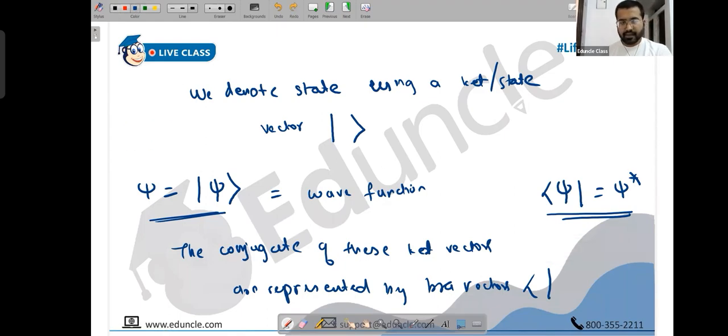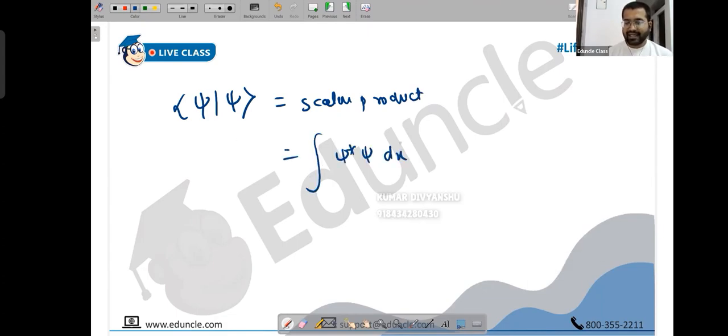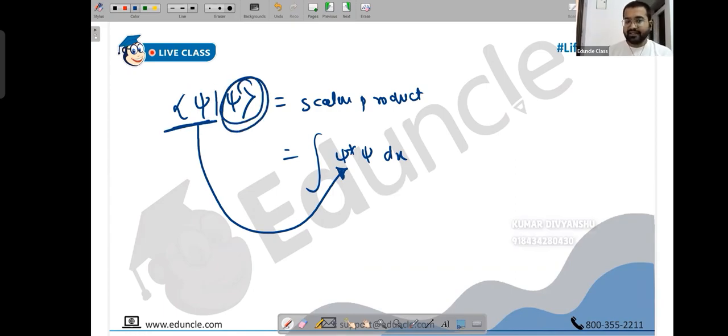Proceed ahead. So basically, when you write psi, it is equivalent to a scalar product. So how do you find a scalar product? Integration of psi star, psi dx. I hope you realize it's one and the same thing. The left one is actually psi star, as expected, because this is the bra vector. The bra vector is the conjugate. And this is the ket vector. The ket vector is the simple one.